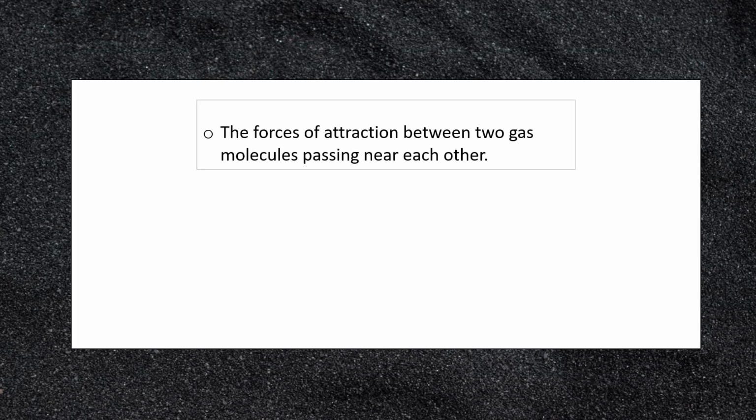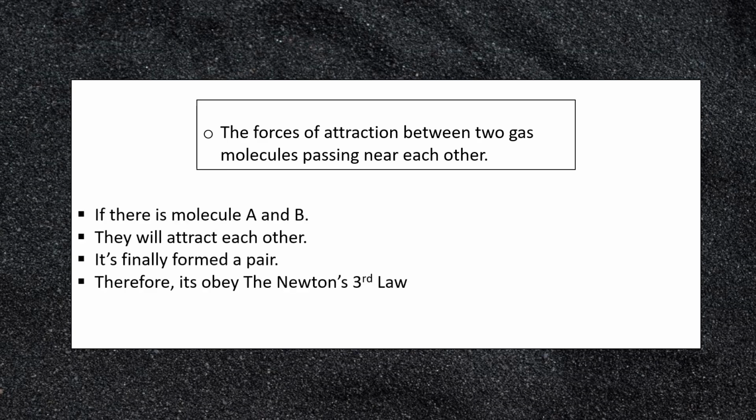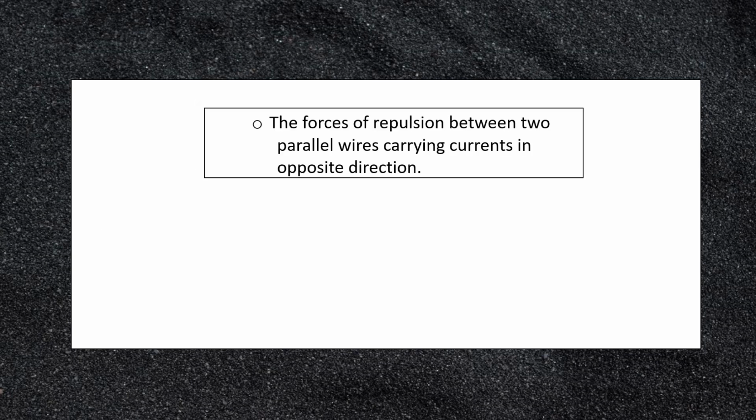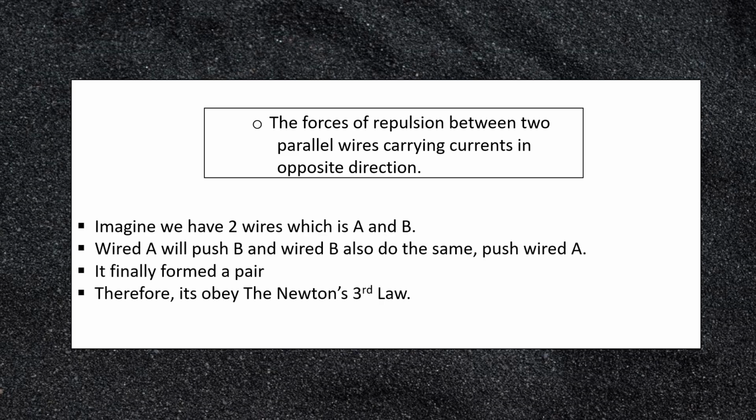The second one is the forces of attraction between two gas molecules passing near each other. In this situation, if there is a molecule A and B, they will attract each other. It also finally forms a pair, and therefore it obeys Newton's law. The third one is the forces of repulsion between two parallel wires carrying currents in opposite directions. Imagine we have two wires, A and B. Wire A will push B and wire B also does the same, which is push wire A. It finally forms a pair, and therefore it obeys Newton's third law.